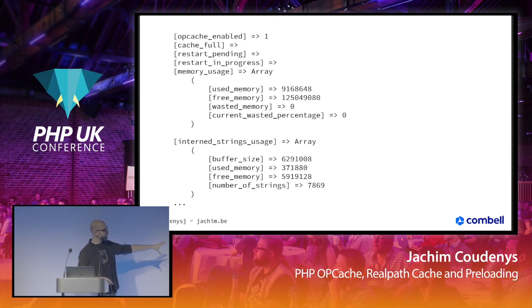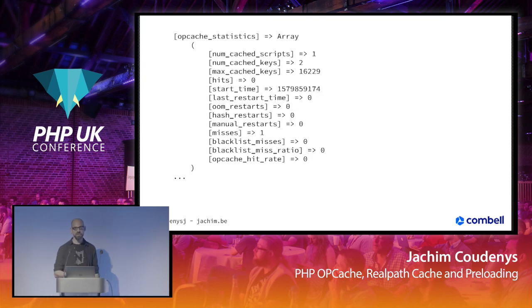More on that later. Then we have the interned strings. That's also a trick to get our opcodes a bit smaller. Also, more on that later. And then the most important part is the opcache statistics. Here you can see that we have only one script because we're executing it from the command line. We only have one script that's being cached. We have no hits because this is the first time that we execute this, and then we have some restarts. Again, more on that later. We have no hits and one miss because this is the first time that we execute it.